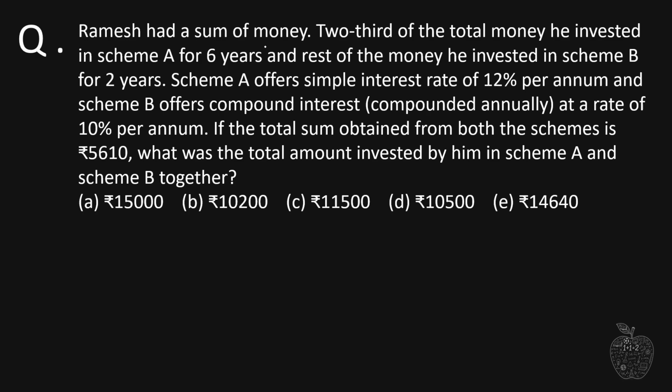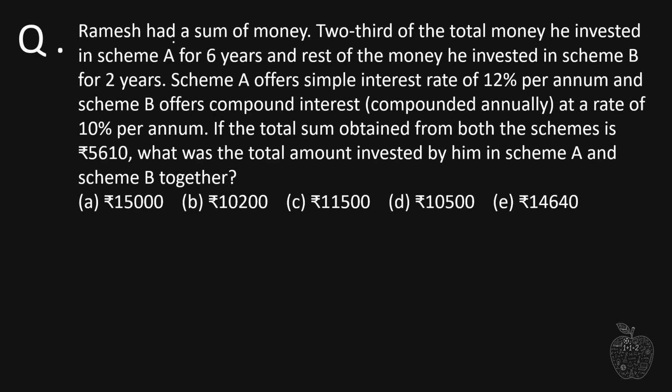Ramesh had a sum of money. Two-thirds of the total money he invested in scheme A for 6 years and the rest of the money he invested in scheme B for 2 years. Scheme A offers simple interest at a rate of 12% per annum and scheme B offers compound interest, compounded annually, at a rate of 10% per annum. If the total sum obtained from both the schemes is 5610, what was the total amount invested by him in scheme A and scheme B together?